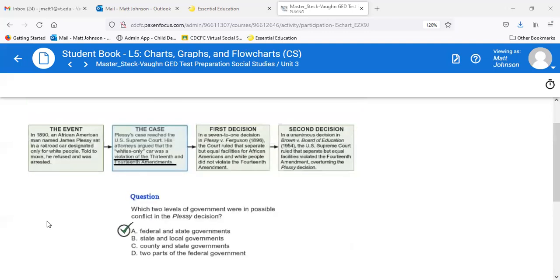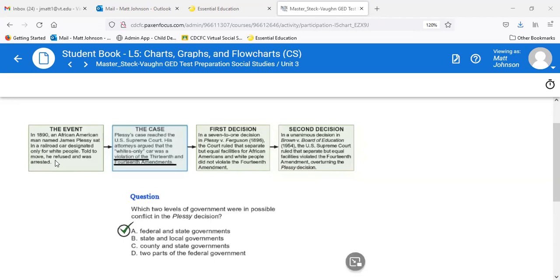So another type of visual aid that we're going to look at is the flow chart. It's usually set up kind of like a timeline, so it has information moving in one direction. It's a cause and effect type of scenario. Each box has a bullet point and some information. And we dealt with Plessy versus Ferguson before.